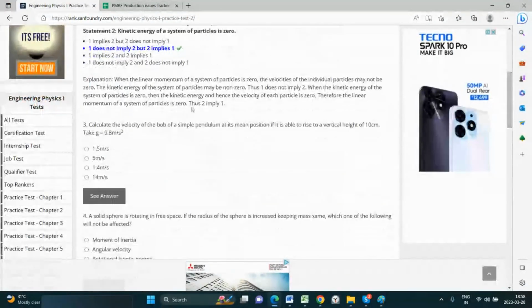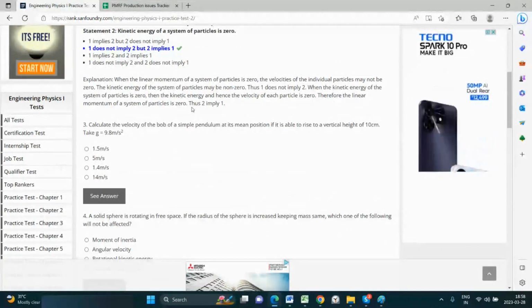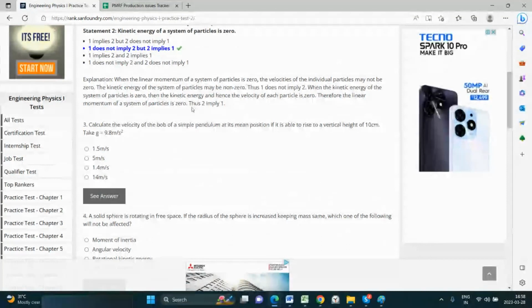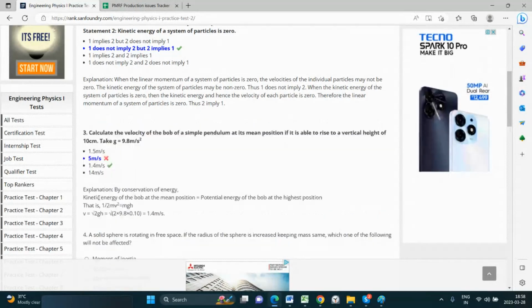So calculate the velocity of a bob of a simple pendulum at its mean position, if it is able to rise to a vertical height of 10 centimeters. Gravity is 9.8 meters per second square. I'm just giving some answer to see the formula.